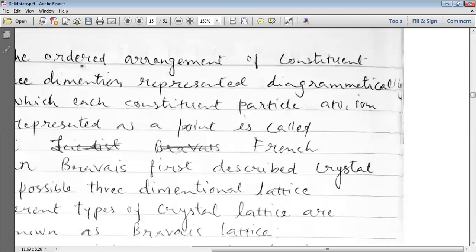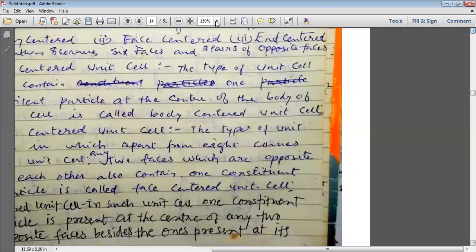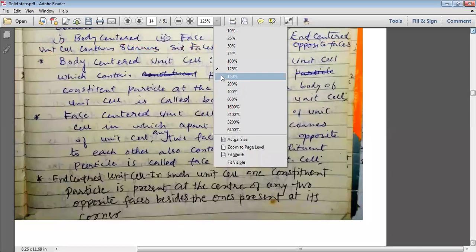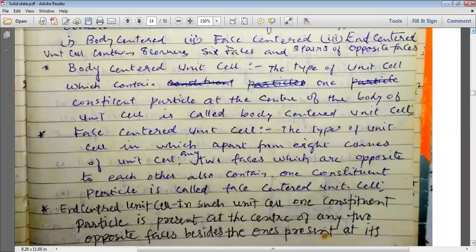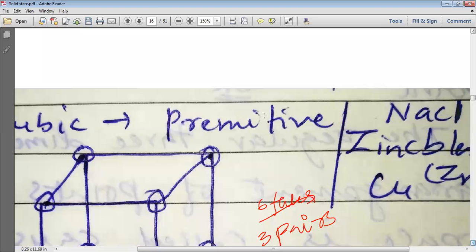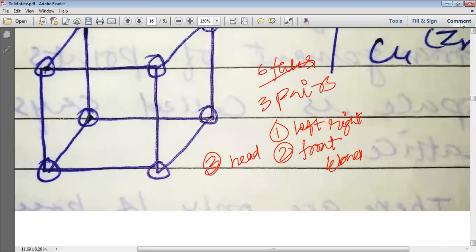And each unit cell, my dear students, I would like to repeat it, you should know it well so that you can understand it well: each unit cell contains 8 corners, 6 faces, and 3 pairs of opposite faces. Please remember that each unit cell has 3 pairs of opposite faces, and each unit cell also has 3 sides which we have represented as A, B, and C. So here we have studied the primitive kind of unit cell.